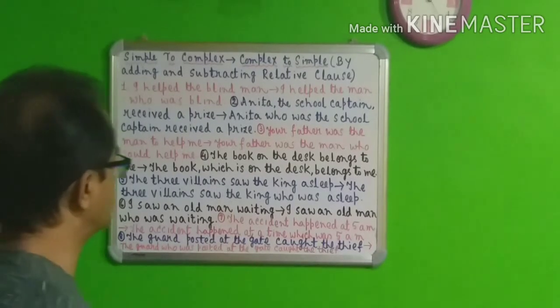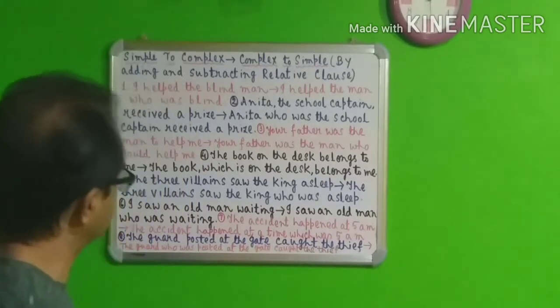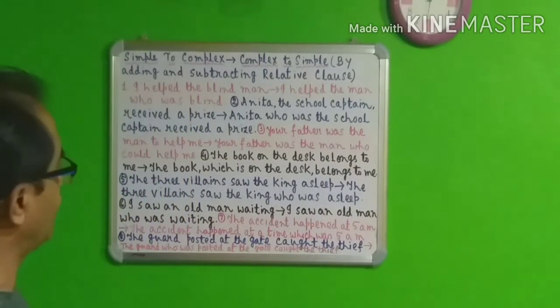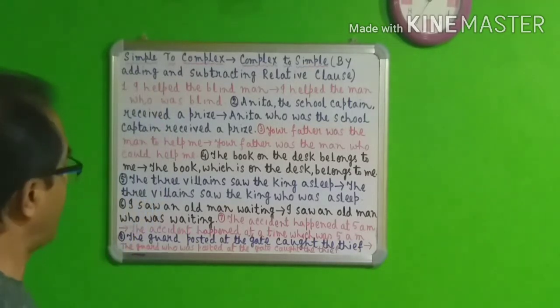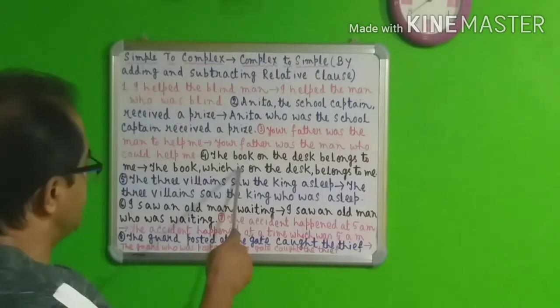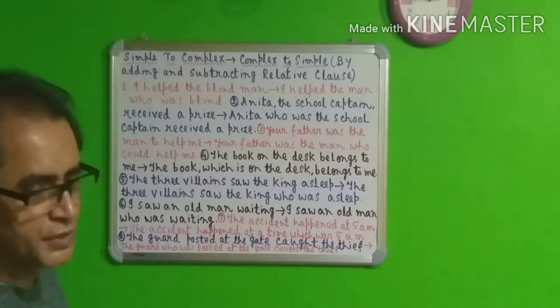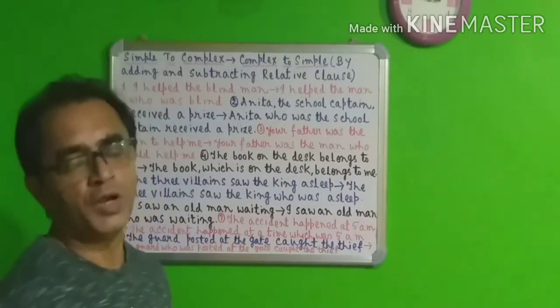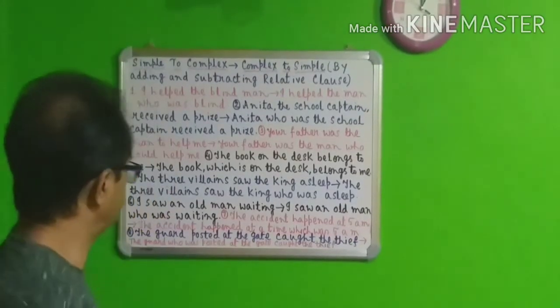The first sentence is a simple sentence because there is only one verb, that is belongs. The second sentence is a complex sentence because a clause has come in the sentence, a relative clause has come, and two verbs are also present here. One is is, another is belongs. In a complex sentence, you will find more than one verb. In a simple sentence, you will find only one main verb.